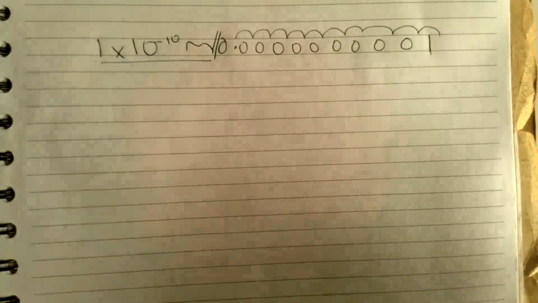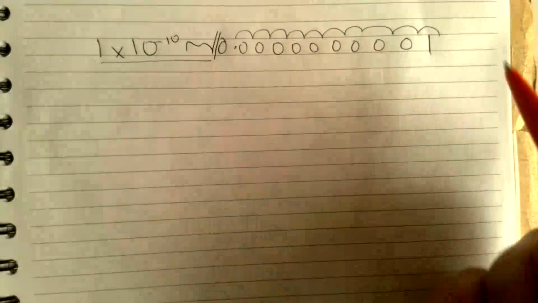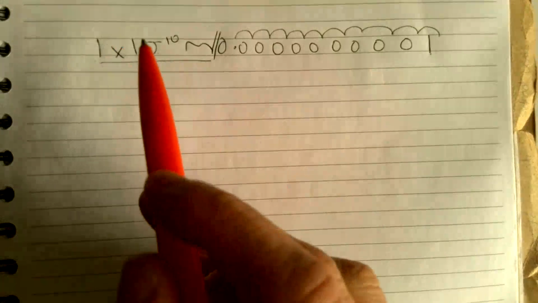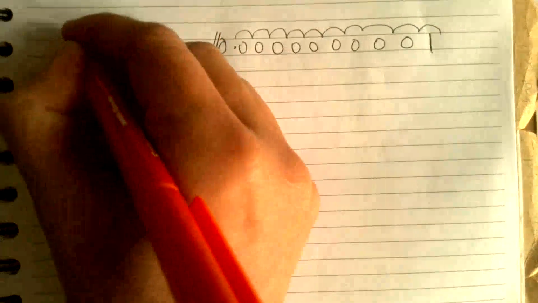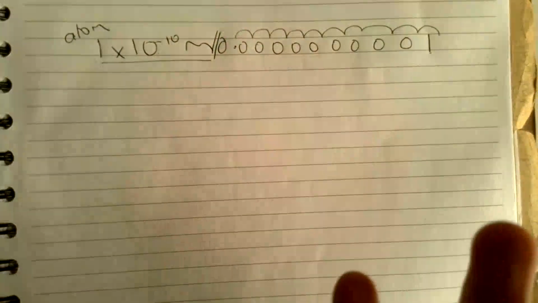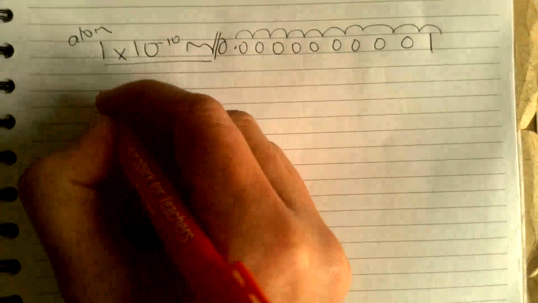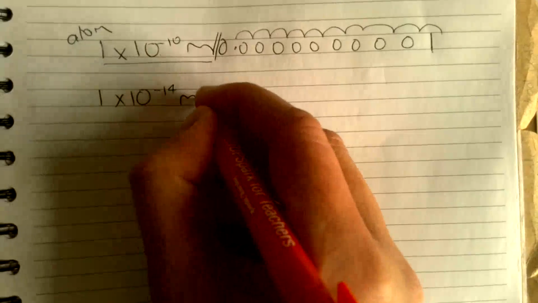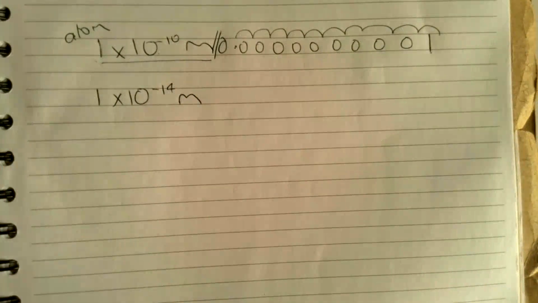Okay, so we can see some of the benefits immediately from presenting numbers in standard form. It's a lot more concise, a lot clearer, and you don't have to go around counting all those zeros. Also, we know that 1 times 10 to the minus 10 meters is the size of an atom. Looking at the radius of a nucleus, which is 1 times 10 to the minus 14 meters, we can actually use these standard form numbers to compare how big one is to the other.